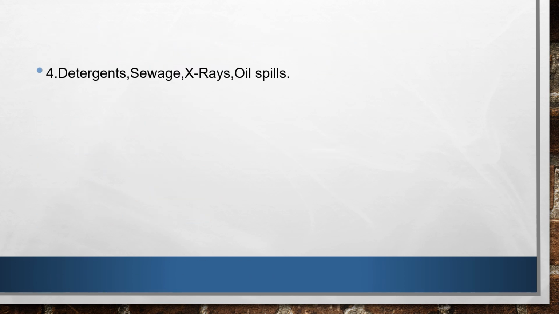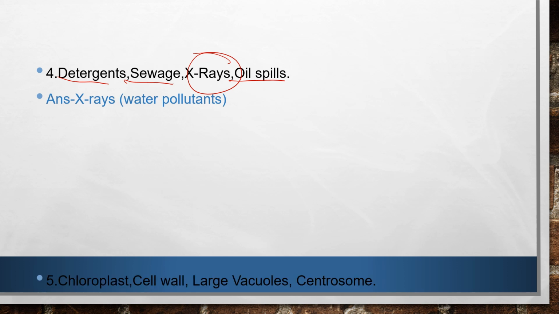Now here the first question is detergents, sewage, x-rays and oil spills. It is very easy. Just think for the answer. So the answer is very easy here. Now x-rays are the odd one out because all the other 3 are water pollutants. This one is not a water pollutant. This is the odd one out. So all 3 are water pollutants.